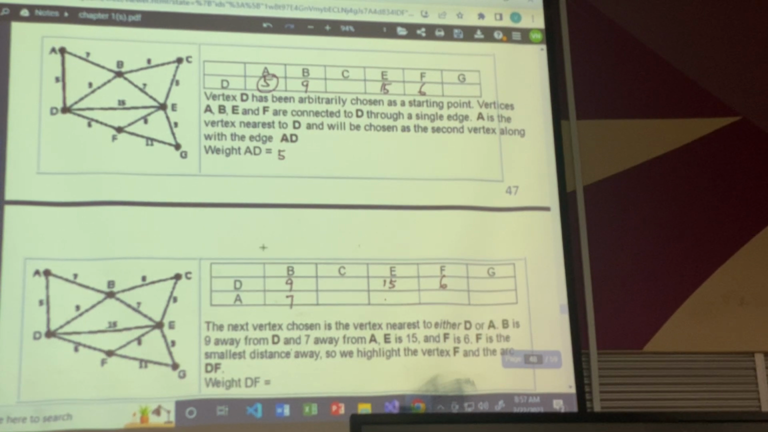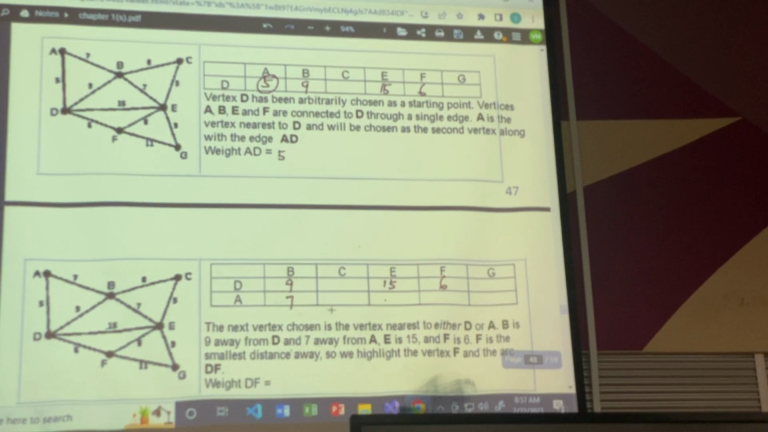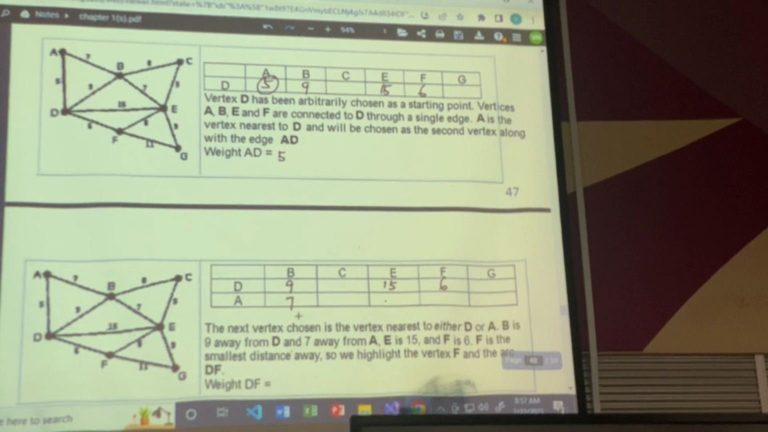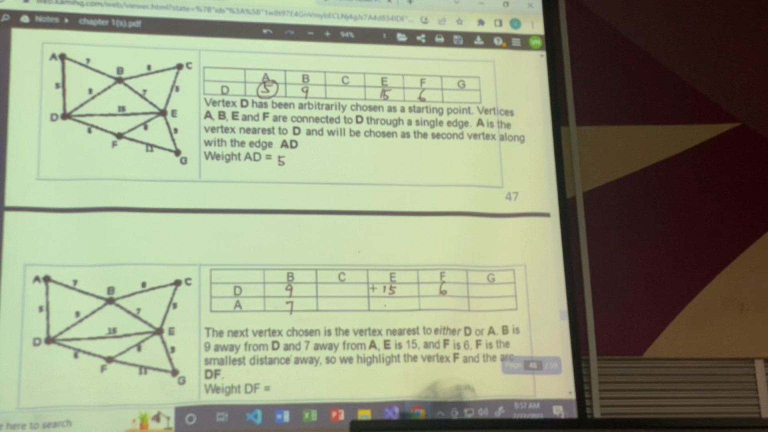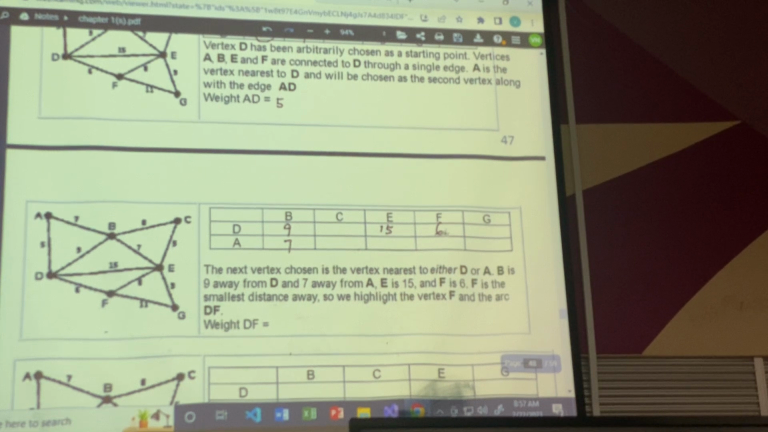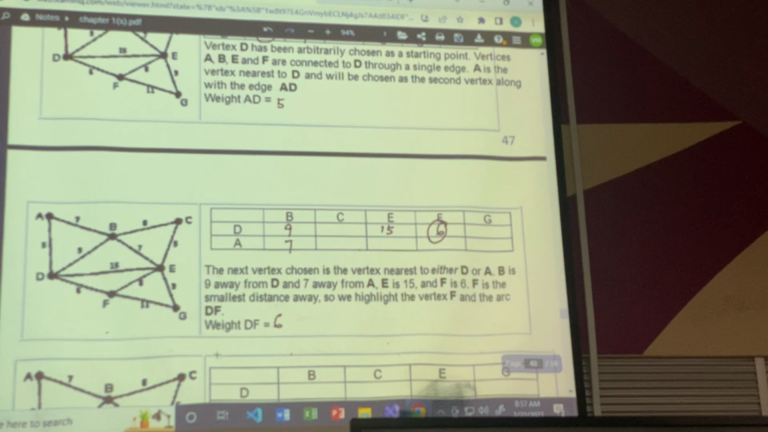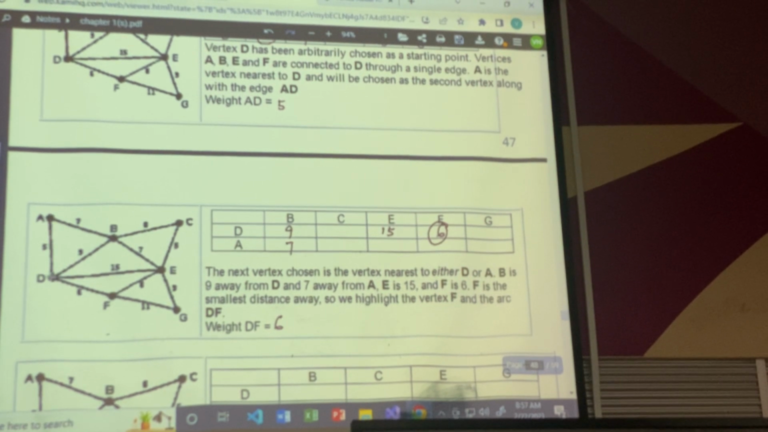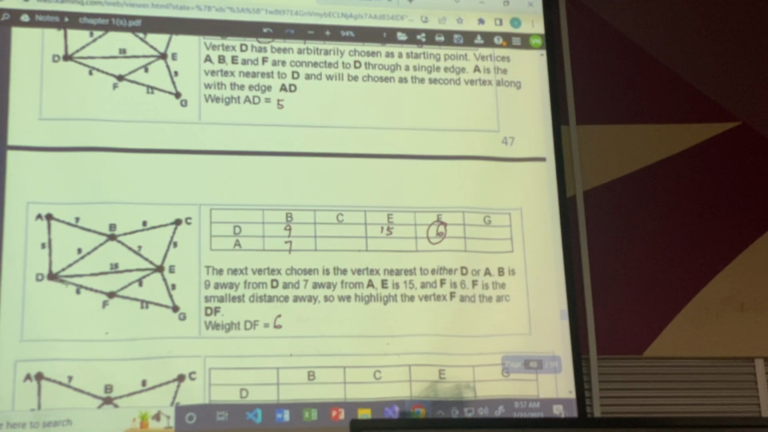Correct? So now in the second table, when you want to choose the minimum weight, you need to choose from these two rows, not only from row A, but from these two rows all together, which one is the minimum. From these two rows here, the minimum is 6, right? So that means the second edge that we want to include is from D to F, which is 6. So just now we have D to A. Now we will choose D to F.